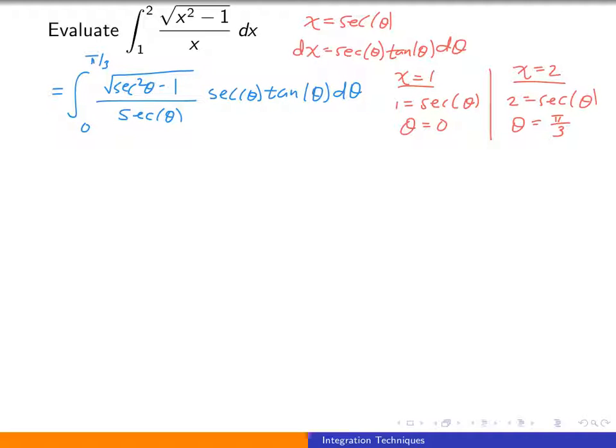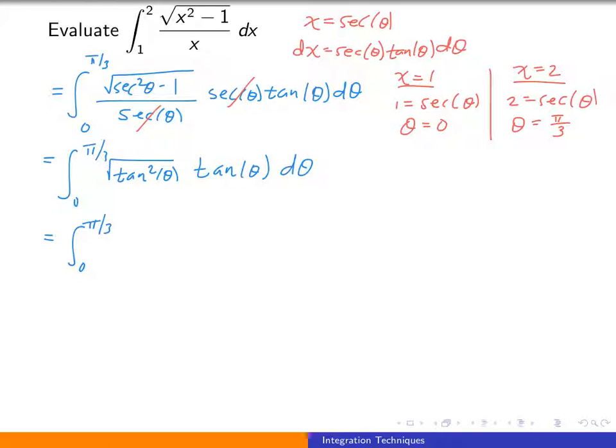And now that we've converted into this trigonometric integral, we want to immediately rewrite via the corresponding identity. So remember that secant squared minus 1 is tangent squared. And then doing a bit of simplification here, secant over secant cancels, and we have a tangent theta d theta remaining. So this gives us the definite integral from 0 to pi over 3. Square root of tangent squared is tangent, times another tangent is tangent squared.